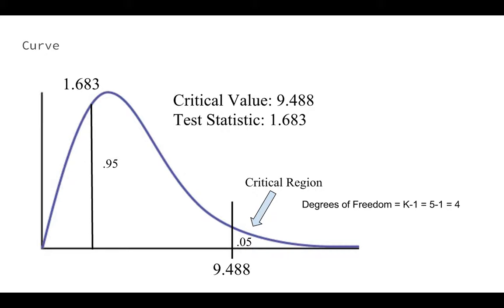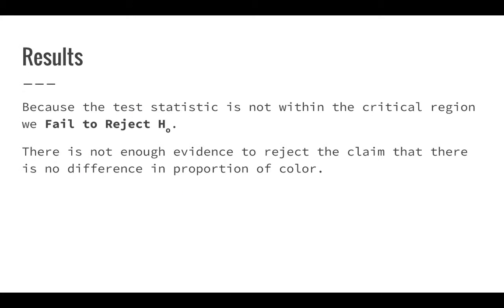This means that the test statistic does not fall within the critical region. Because the test statistic is not within the critical region, we failed to reject the null hypothesis. There is not enough evidence to reject the claim that there is no difference in proportion of color. This means that the colors are evenly distributed.